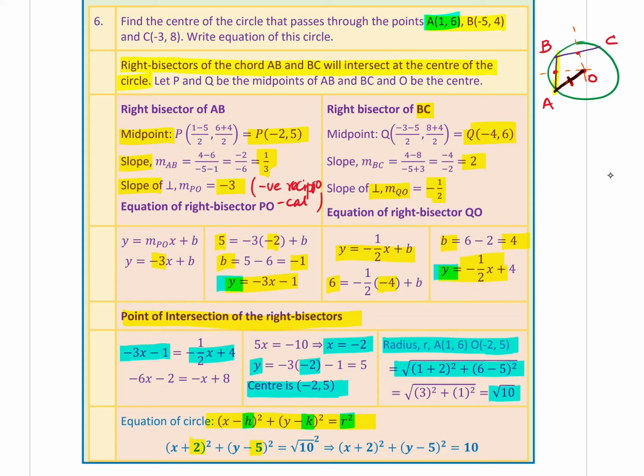Substituting the values of the center and the radius, we get our result, which is x plus 2 whole square plus y minus 5 whole square equals 10. Is that clear to you? So that is how this question is going to be solved. I hope it is absolutely clear. You can pause the video, look at this solution once again, and then move on to the next question.